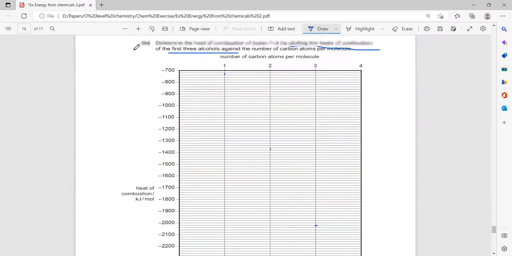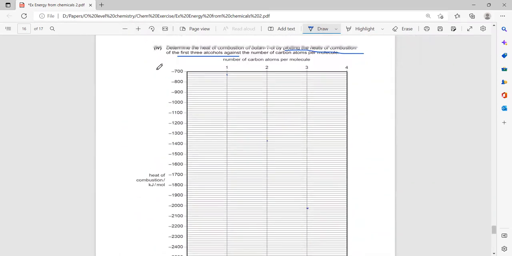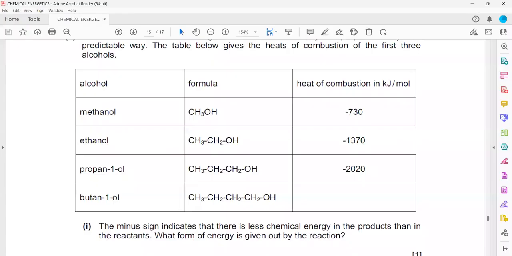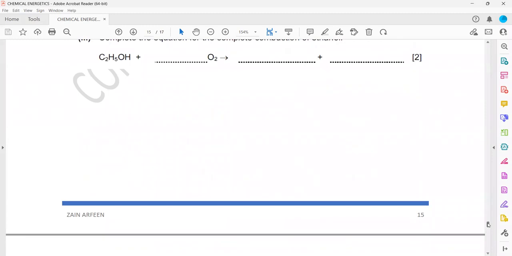The third mark is for showing clearly on the graph how you worked it out. So when you draw a line and find the heat of combustion on the y-axis, that will be the third mark. Is it clear? Yes, sir, clear. Thank you.